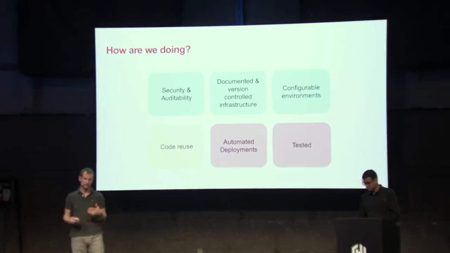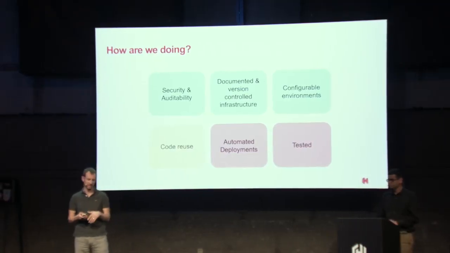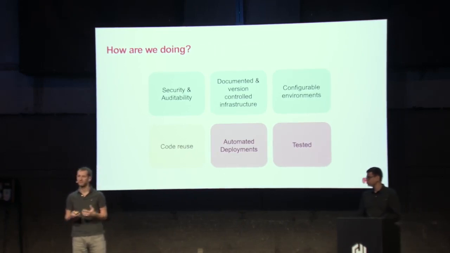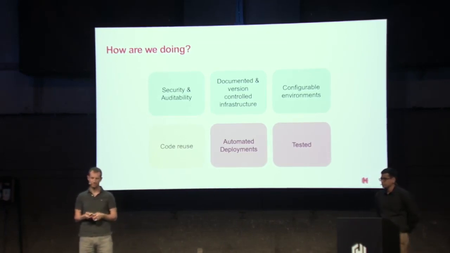So how are we doing so far? By separating out the networking and the IAM, it gives us a level of security and auditability and some control around that. By using GitHub, we have documented version-controlled infrastructure. And using the symlink pattern, we get configurable environments.